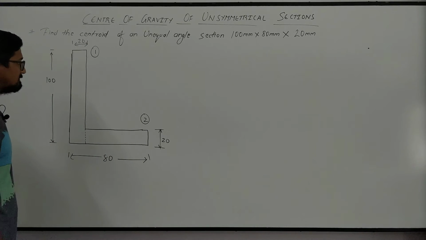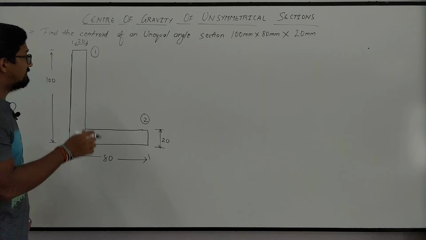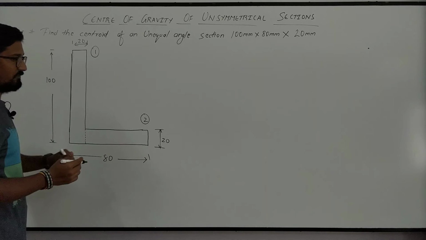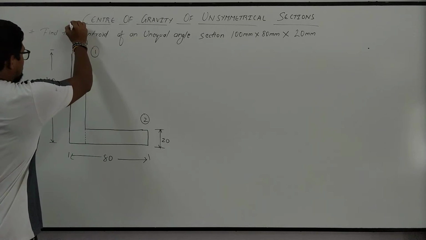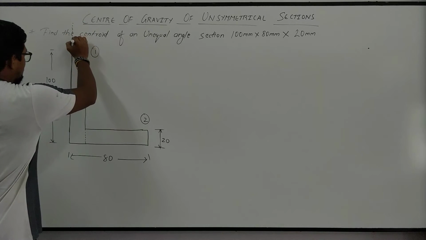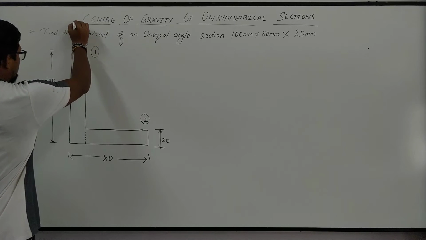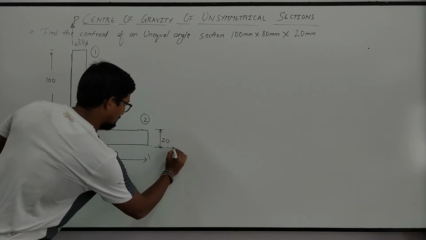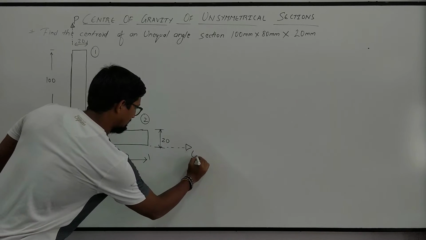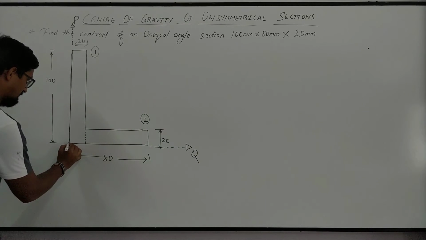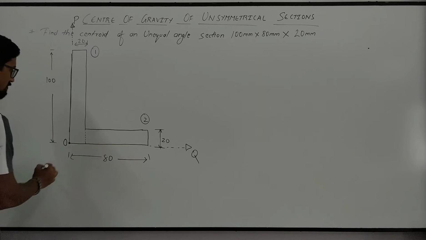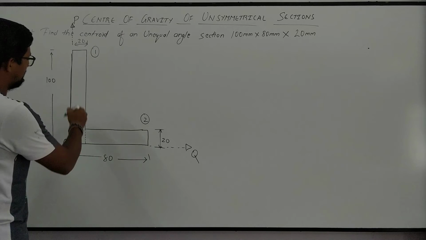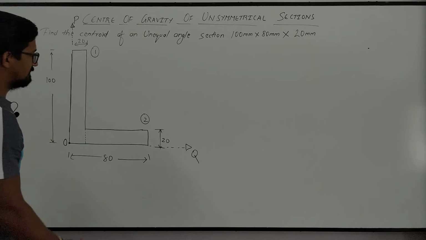Then I will draw the reference axis from the extreme left. Suppose I am drawing the reference axis from here. So it is P and this is Q. This will be the origin O. So OP and OQ are the reference axes.